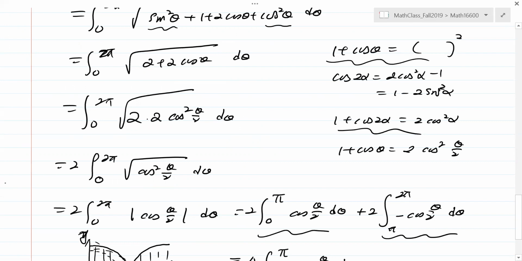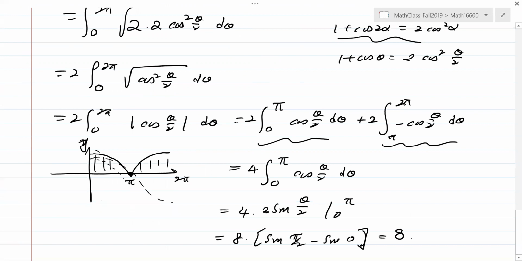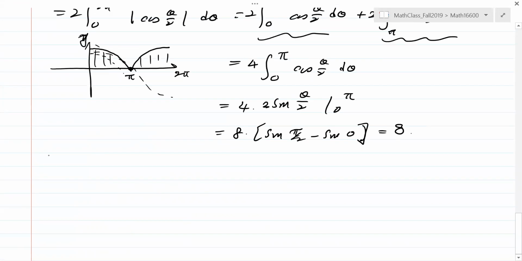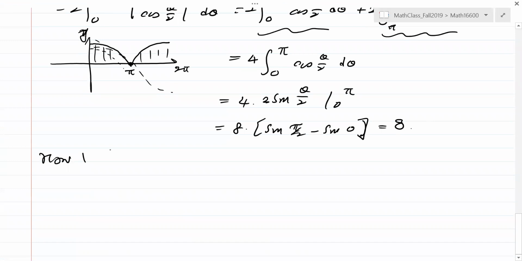So the question is, how do you find the area? Are we able to find the area? Now we don't have any formula we can use for the area of the region enclosed by this curve. The question is how to find the area enclosed by this curve.